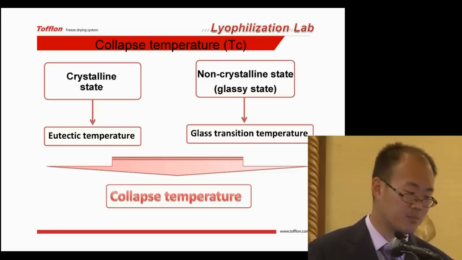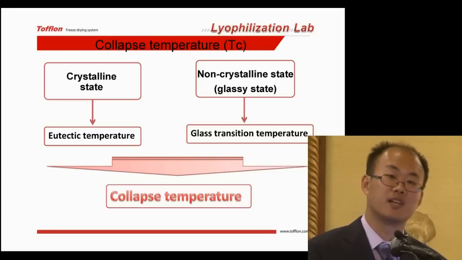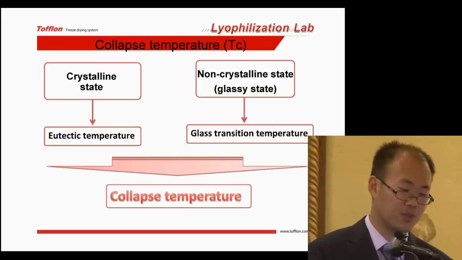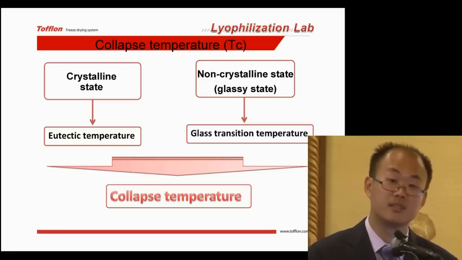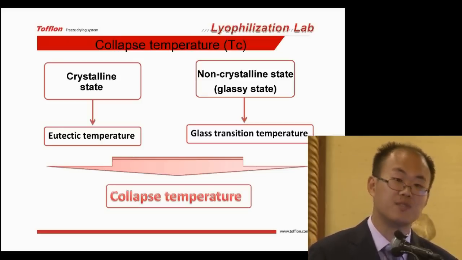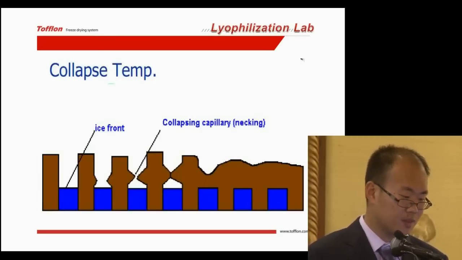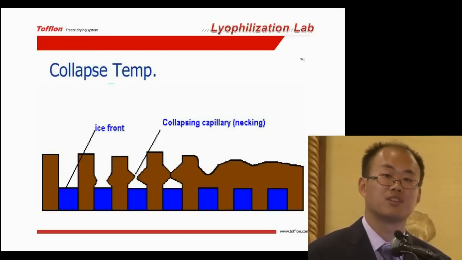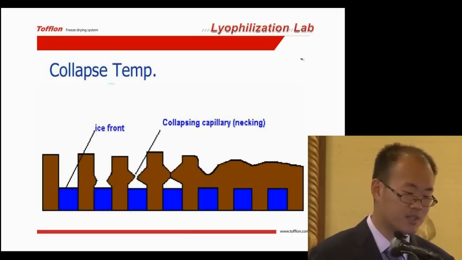We can't use the same method as for the crystalline state. We just use the electricity resistance method, because electricity resistance changes at that point. So the eutectic temperature and the glass transition temperature have nearly the same meaning when we design the freeze drying cycle. But determining these parameters is very difficult, and we commonly don't use the eutectic temperature and glass transition temperature.